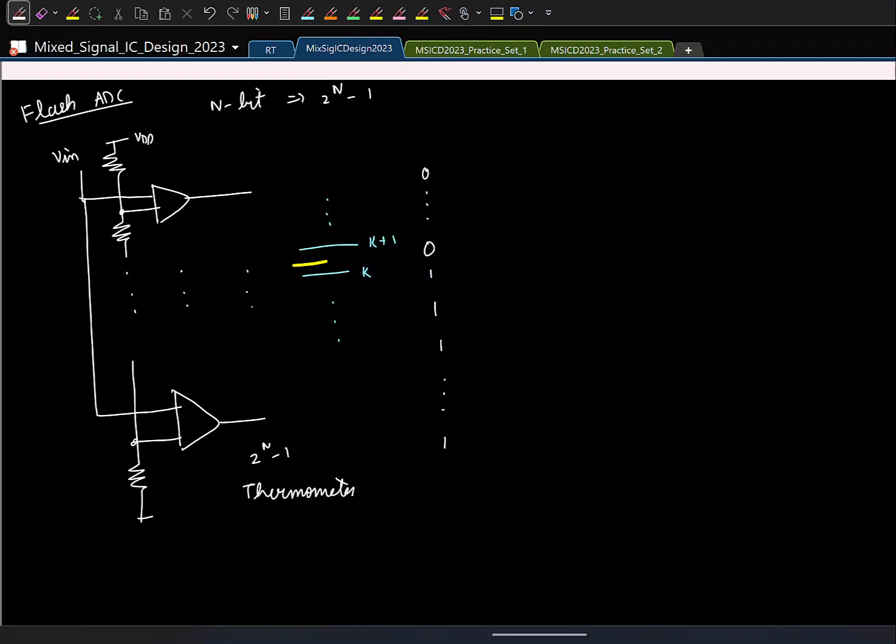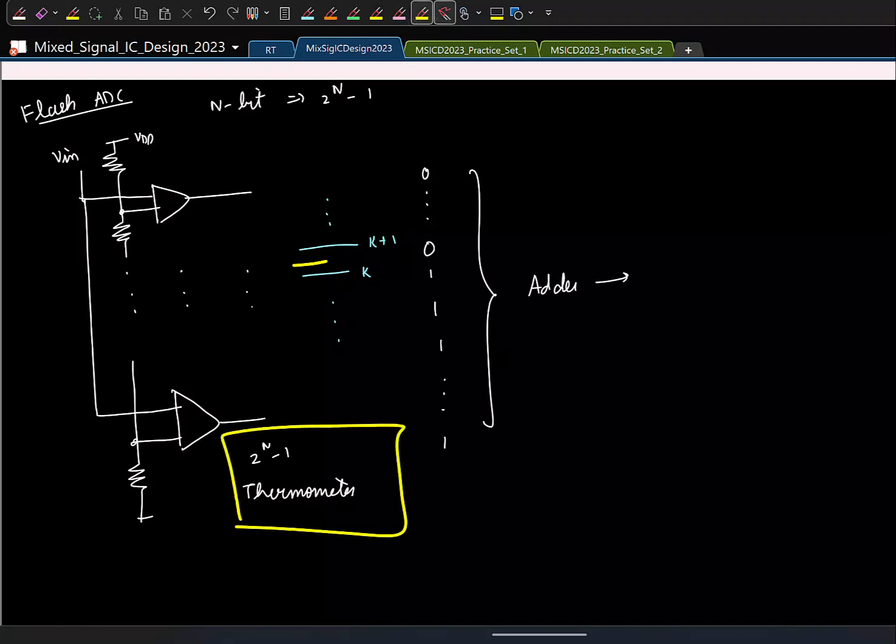So you'll basically have a string of zeros followed by a string of 1s, and we have to convert it to a binary equivalent. And how did we do that? We basically sum up all these bits and we get the binary output. So if we have 2^n − 1 output codes here, how many bits will we have after adding? We'll have n bits.